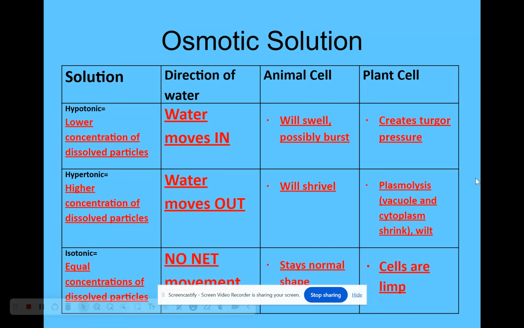Isotonic is where everything's equal. So this would be like me taking a cell that's 80% water, 20% stuff, and putting it in a glass that's 80% water, 20% stuff. So there's really no net movement. Now, that means water moves in and water moves out, but it's about equal. So in animal cells, we stay our normal shape. That's what animal cells want. But in the case of plant cells, they'll shrink a little bit. And the cells are limp. They're still perfectly fine, they're still working, but they don't have that strength there anymore. So that's what causes your cells to wilt.